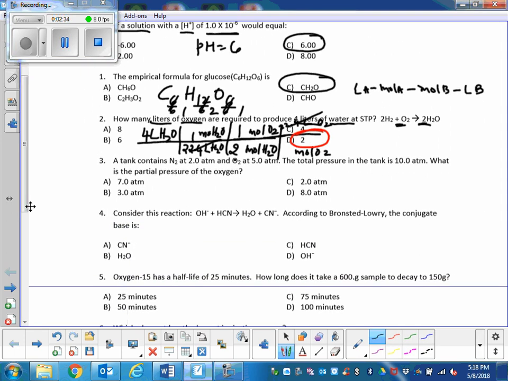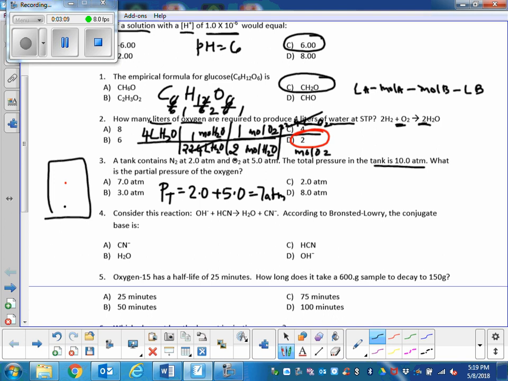This is how you do a stoich problem, which goes from liters to liters. Now let's look at this problem. Here is a gas tank and it contains nitrogen and oxygen. So the total pressure is the added pressure of these two gases. So P total is going to be 2.0 plus 5.0, but this is only 7 atmospheres. They have said that the total pressure in the tank is 10 atmospheres.